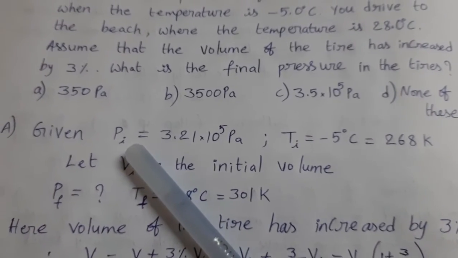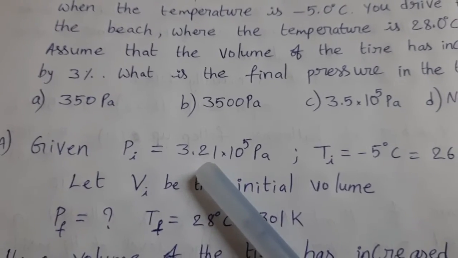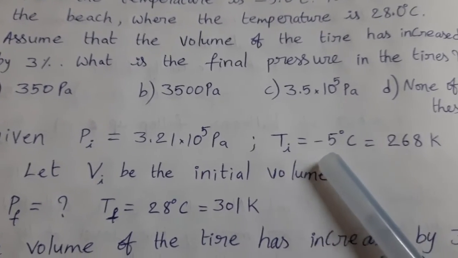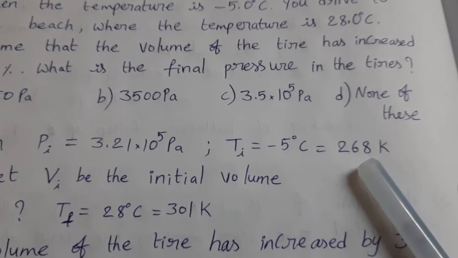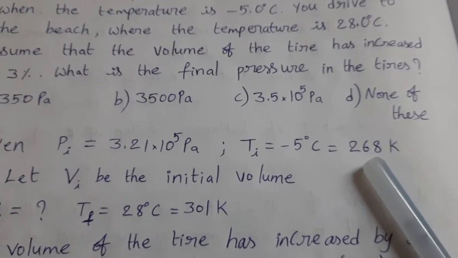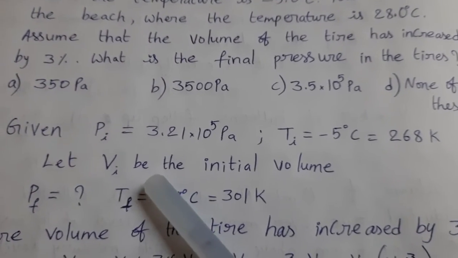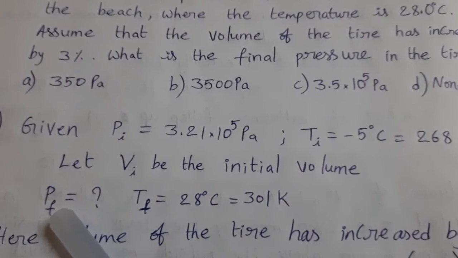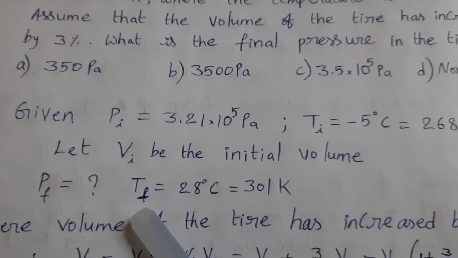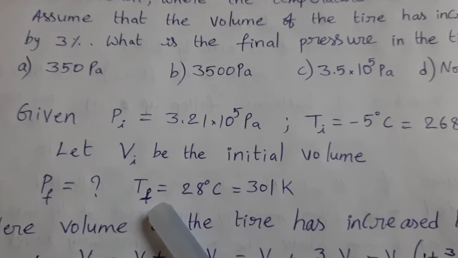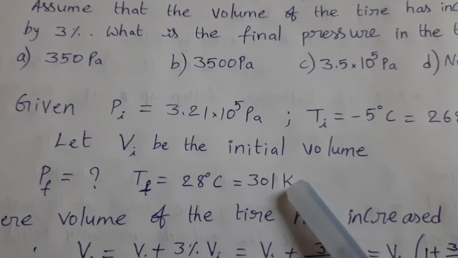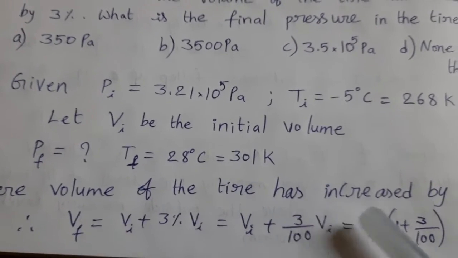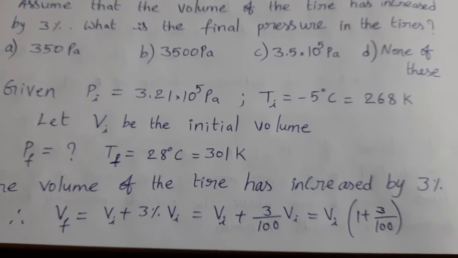Initial pressure Pi equal to 3.21 into 10 power 5 pascals. Initial temperature Ti equal to -5 degrees Celsius, in Kelvin scale 268 Kelvin. Let Vi be the initial volume. Final pressure Pf we should find out. Tf, final temperature 28 degrees Celsius, Kelvin scale 301 Kelvin. Here, the volume of the tire has increased by 3%.